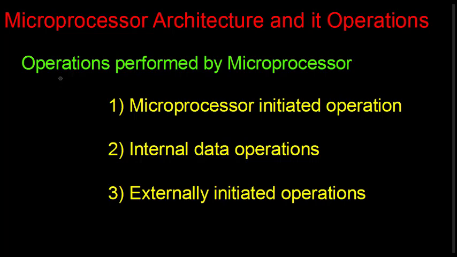The operations performed by the microprocessor can be distributed into 3 categories. The first category is microprocessor initiated operations. Second is internal data operations. Third is externally initiated operations, also called peripheral operations. So these are the 3 categories of operations which are performed by 8085.